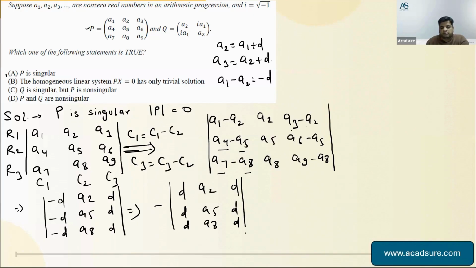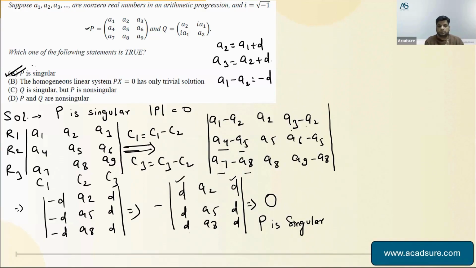Now in a determinant, if two rows or columns are the same, its value becomes 0. This row and this column have the same value, D, D, D. So yes, matrix P is singular. So option A is correct. Should we explore other options?